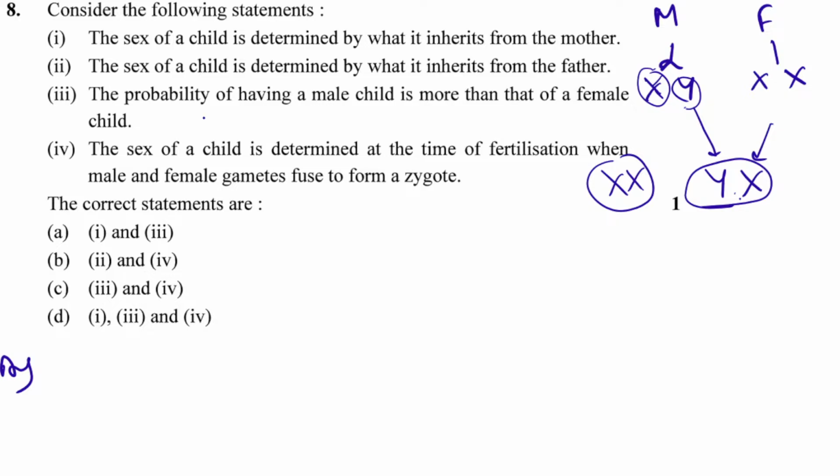So B should be the right answer, which is the sex of child is determined by what it inherits from the father, and thus the first option cannot be the right answer. Third, the probability of having a male child is more, this is definitely wrong. There is no such probability that male will be more or female will be more. Okay, last one. The sex of child is determined at the time of fertilization when male and female gametes fuse to form a zygote. Yes, this is correct. So the right answers are 2 and 4, which is B.